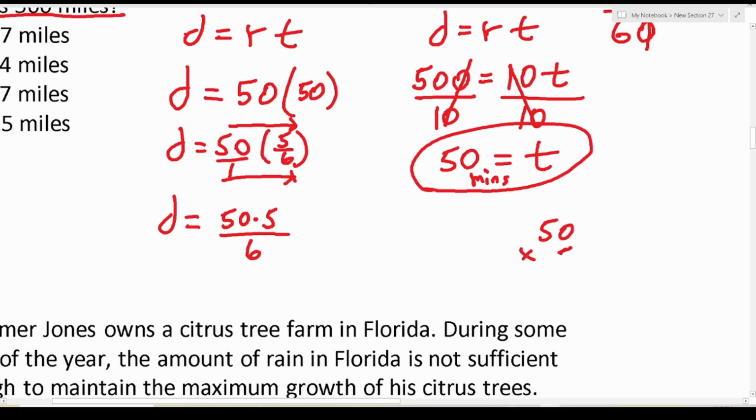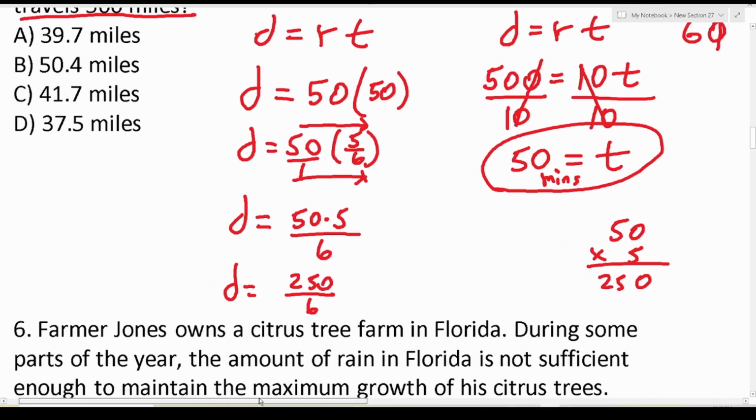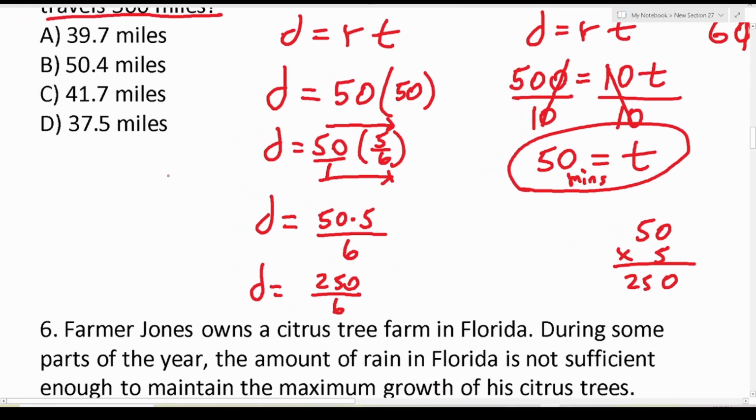50 times 5. 5 times 0 is 0. 5 times 5 is 25. So this becomes distance equals 250 over 6. And I'm going to work this off to the side so as not to make any simple math mistakes. We're going to do 250 divided by 6.